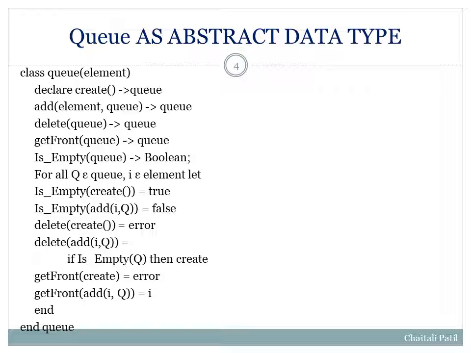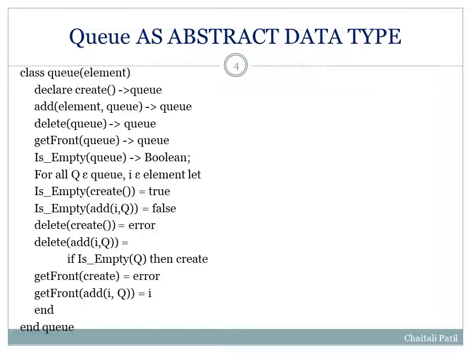Then get front of a queue. So there is a difference between delete queue and get front queue operation. Delete queue deletes the element from a queue, whereas get front from a queue will return the front element of the queue. Is empty queue checks whether the queue is empty or not, so it will return either yes or no. So the return data type is boolean. So here we have declared the basic functions that can be implemented on a queue.